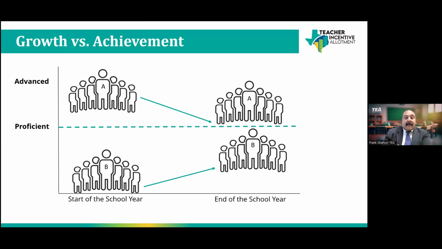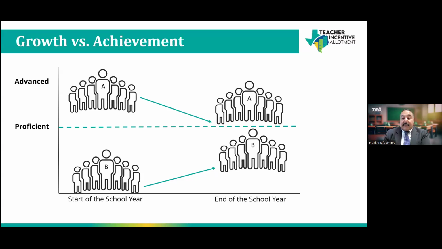In the graph here, we have student A, and student A starts the year advanced in their growth measures and ends the year with proficient. While they still scored high enough for achievement goals, they would not meet or exceed their expected growth target. Student B starts out the year less than proficient and still ends the year less than proficient. But that student did move closer to proficient and therefore would meet or exceed their expected growth target.